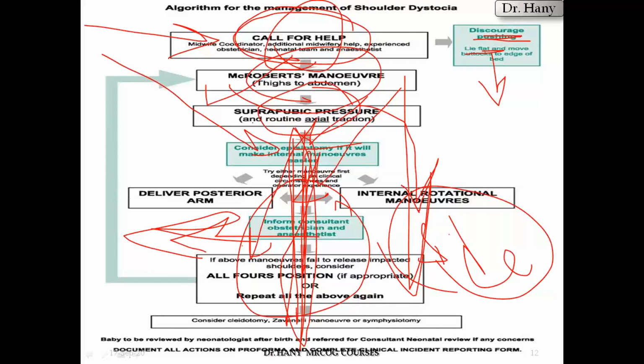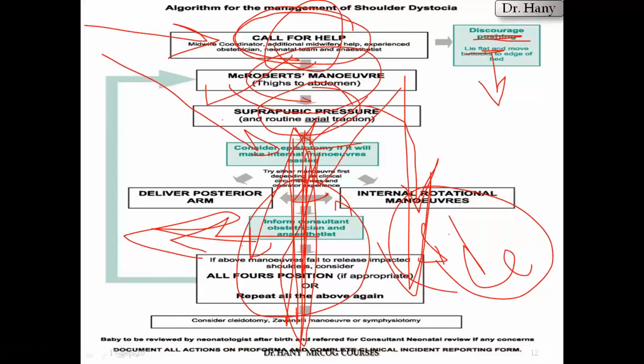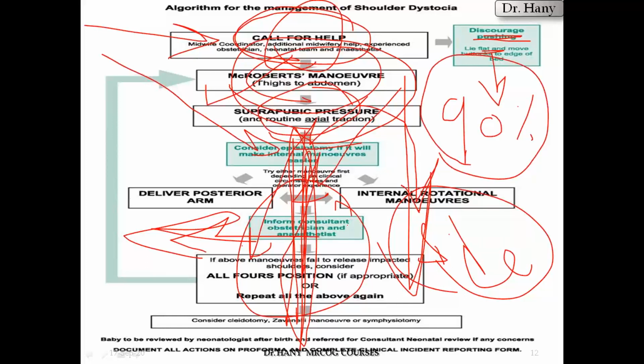So McRoberts, in which you put the thighs of the woman on her abdomen, her knees to reach the ears, extreme flexion with abduction. Why? To straighten the lumbosacral angle. With suprapubic pressure from the side of the fetal back, this gives a success rate of about 90%. A very famous figure for the exam.